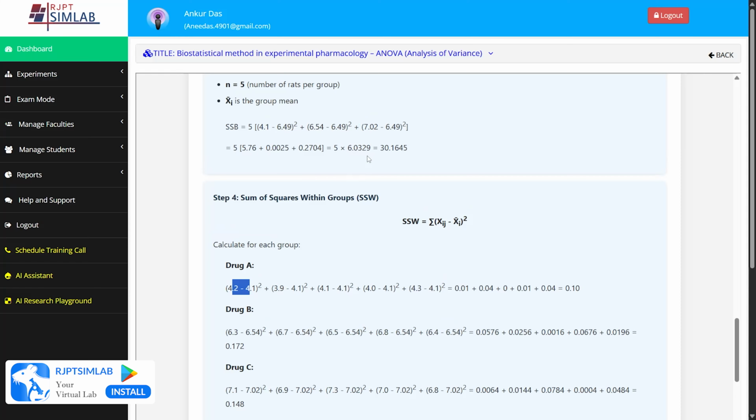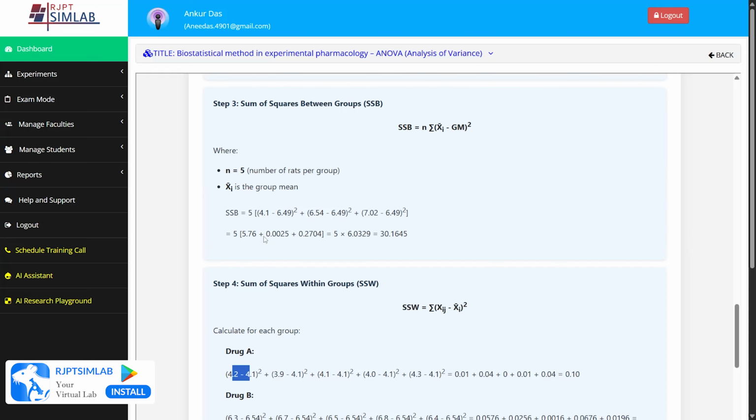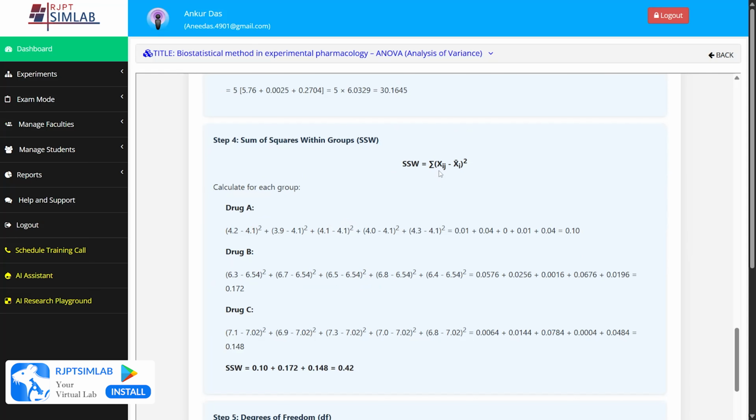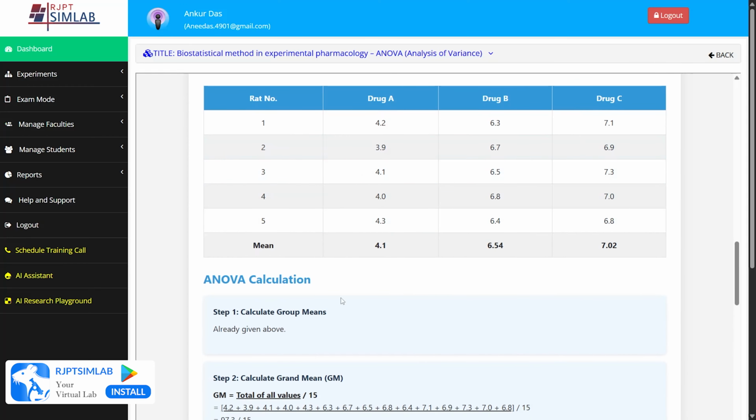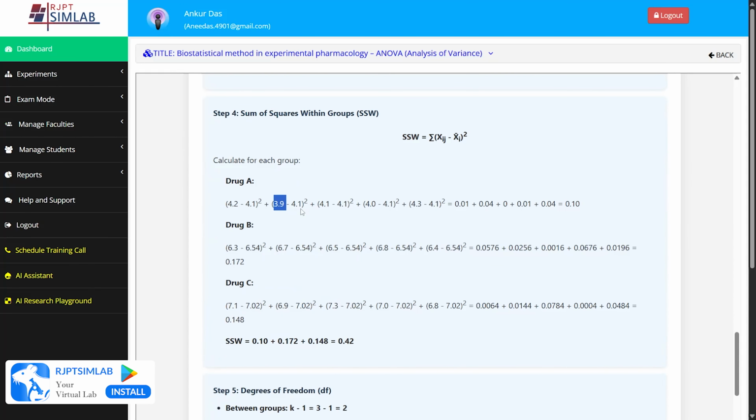The x bar i value is 4.1, the mean of each group, subtracted from the initial value. So 3.9 as the second value, the second rat of group A, minus the mean of the group and its whole square. After putting in all the values of the five rats, first rat, second rat, third rat, fourth rat, and fifth rat, we have got the answer 0.10.